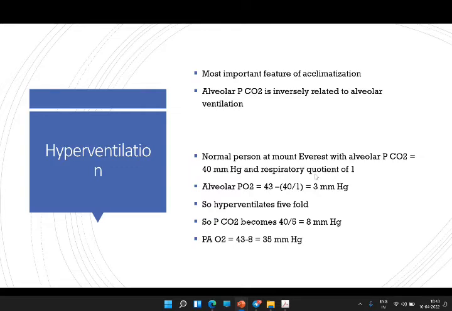But we hyperventilate. So alveolar ventilation increases. If we increase alveolar ventilation 5-fold, alveolar PCO2 comes down 5-fold. So PCO2 becomes 40 by 5, only 8 millimeters. With that 8 millimeters, we can calculate a better alveolar PO2: 43 minus 8 gives 35 millimeters of mercury. So 35 is far better than 3. That is how hyperventilation helps at high altitude.